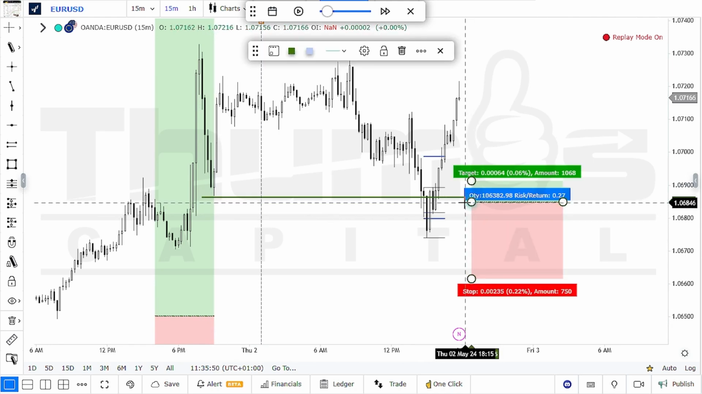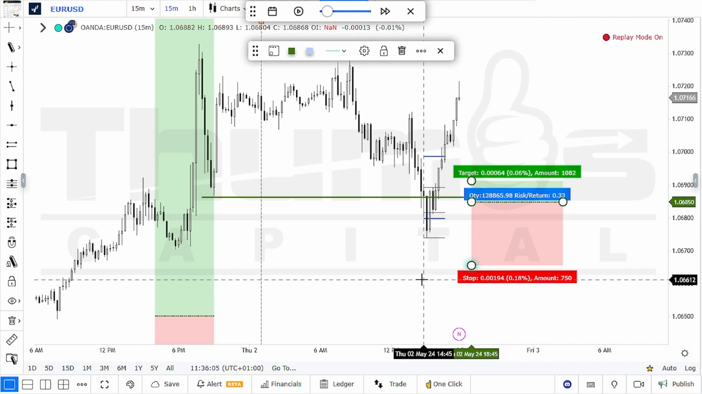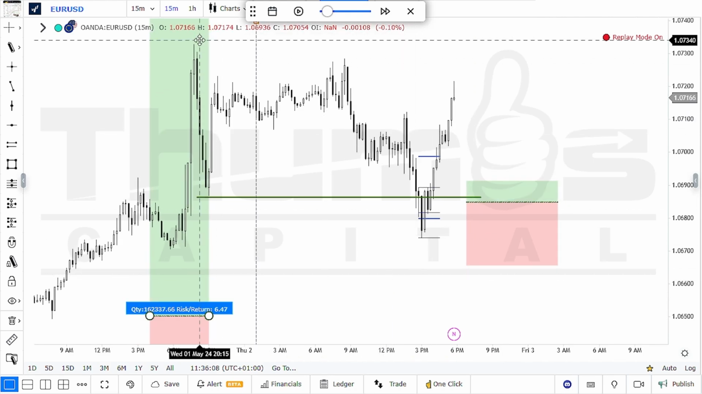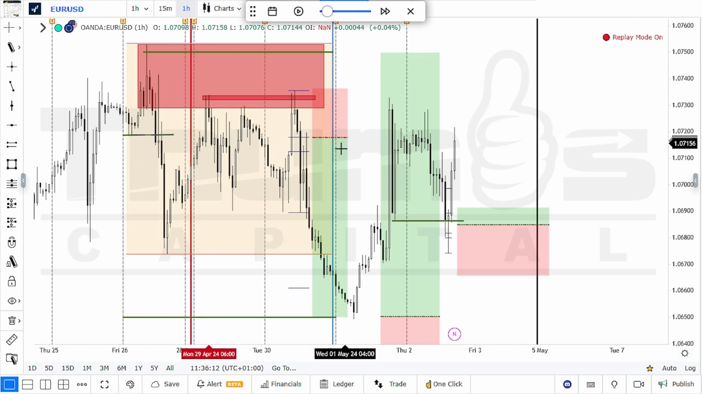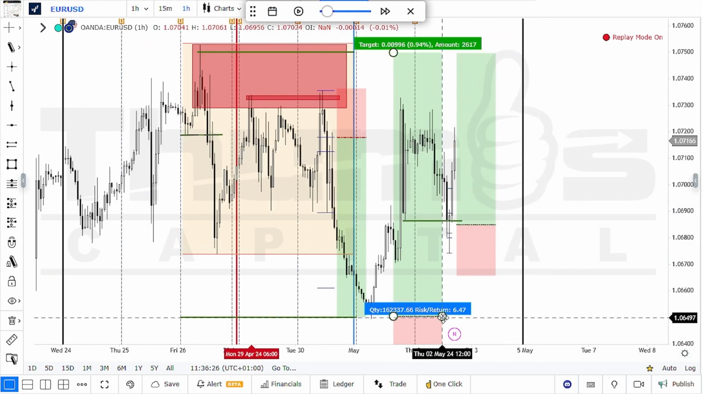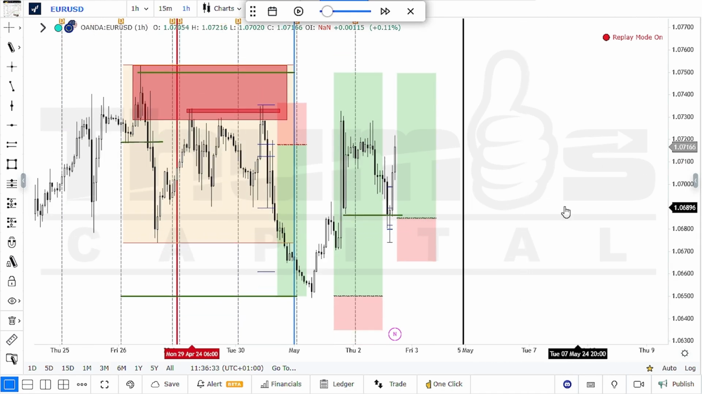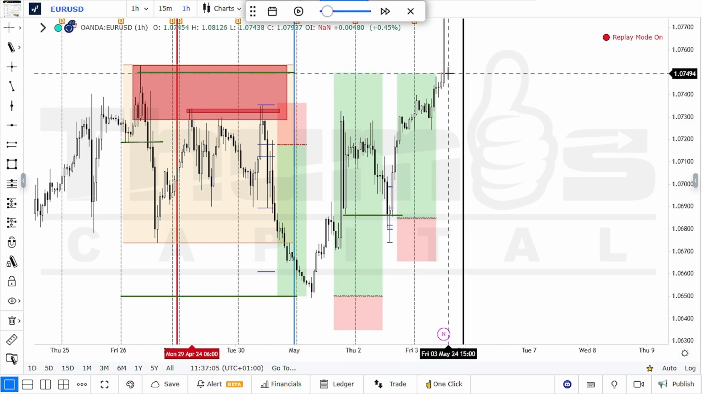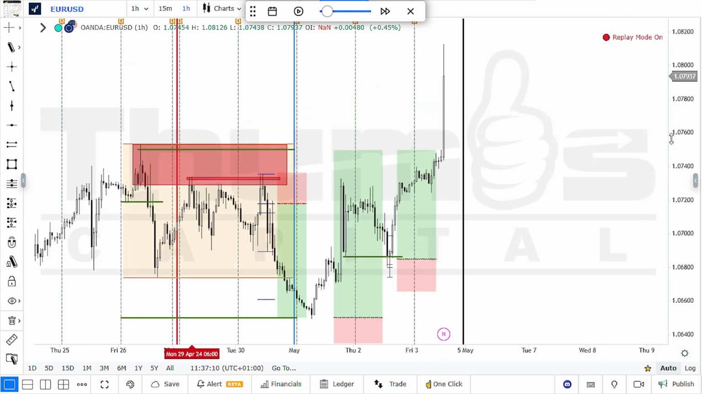I had my entry on 1.0685 and my stop loss at 1.0665. My take profit was still at the same take profit level as the previous major trade. So let's see what happened. You can see price is already heading in our direction. At this point, price gave us our TP. We got our take profit just before the news came out.